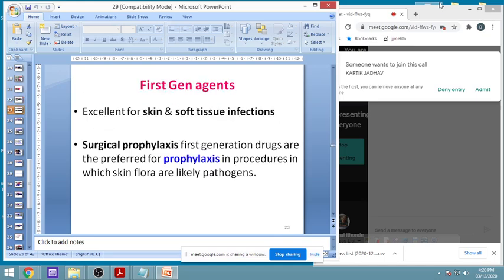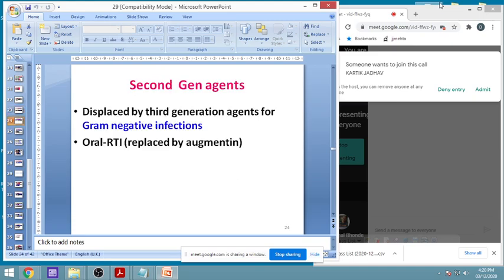So for the first generation, they are excellent for skin and soft tissue infections. They are useful in surgical prophylaxis. First generation drugs are preferred for prophylaxis in procedures where skin flora is likely to be the pathogen, because most of the time these are gram-positive bacteria, and therefore they can be used.